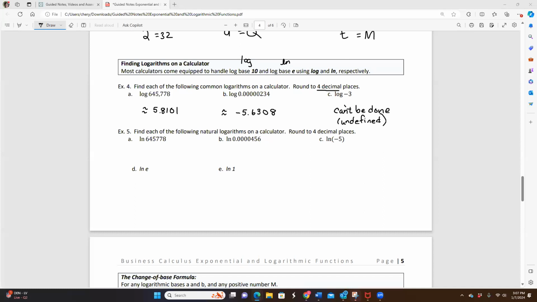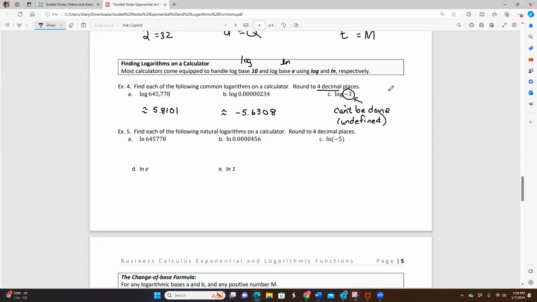When you plug these into your calculators, the log of 645,778 came out to be about 5.8101, because you rounded to 4 decimal places. In B, the log of 0.00000234 wound up being about negative 5.6308. And in C, the log of negative 3, you can never have a negative argument. This part here of the logarithm is called the argument. It can't be done.